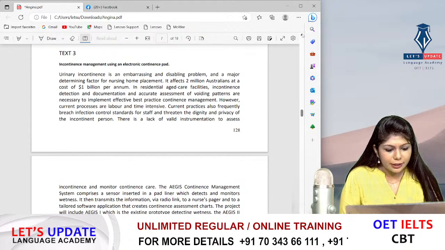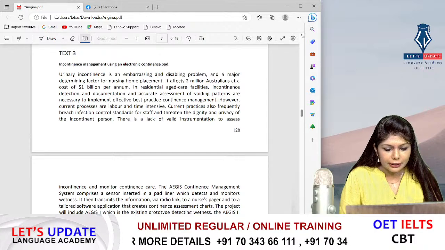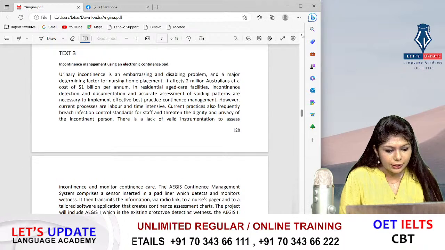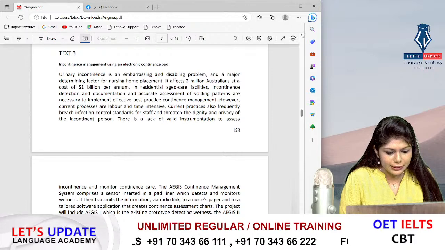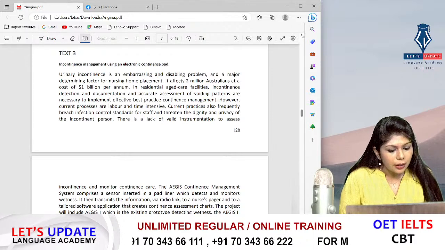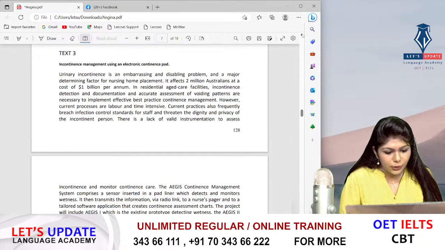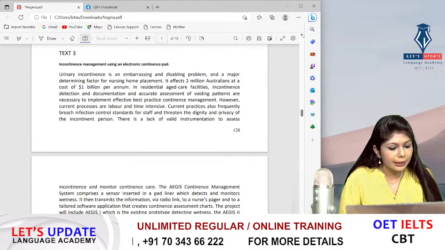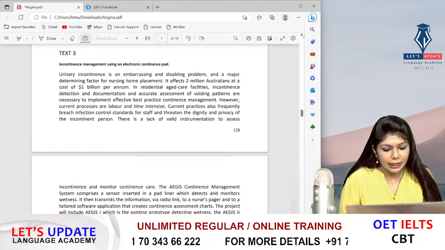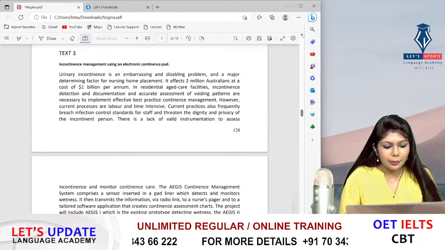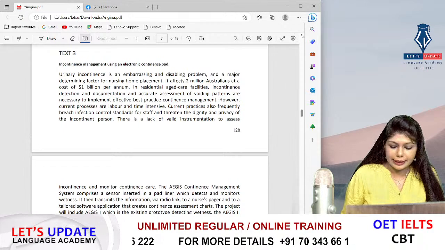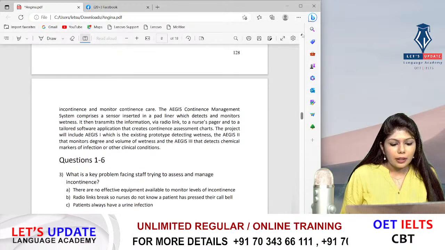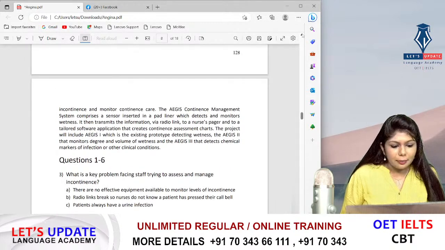The Aegis continence management system comprises a sensor inserted in a pad liner which detects and monitors wetness. It then transmits the information via radio link to a nurse pager and to a tailored software application that creates continence assessment charts. The project will include Aegis 1, which is the existing prototype detecting wetness, Aegis 2, which monitors degree and volume of wetness, and Aegis 3, which detects chemical markers of infection or other clinical conditions. So that was what the extract was about, and the question is, what is a key problem the staff is facing to assess and manage incontinence?